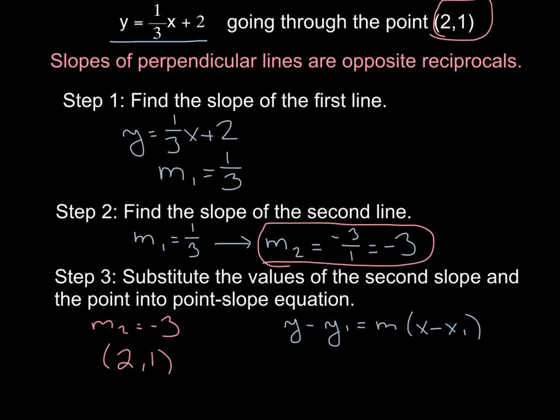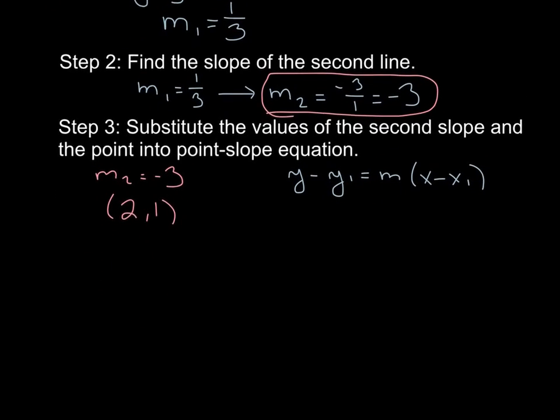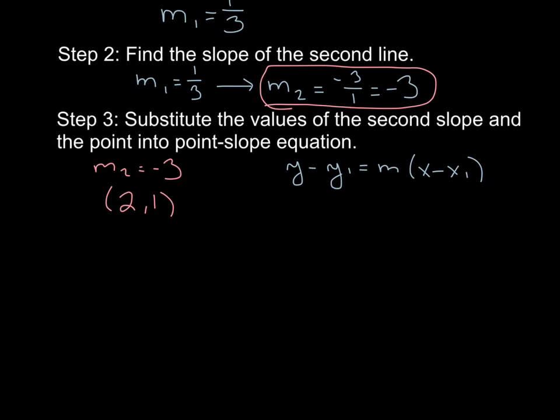So now all we have to do is substitute those two values into our point-slope form. So what we have is y minus the y-coordinate, which is 1, is equal to m, which is -3, times x minus x1, which is 2. From here, we need to convert this into slope-intercept form. We do this very simply by just solving for the variable y.